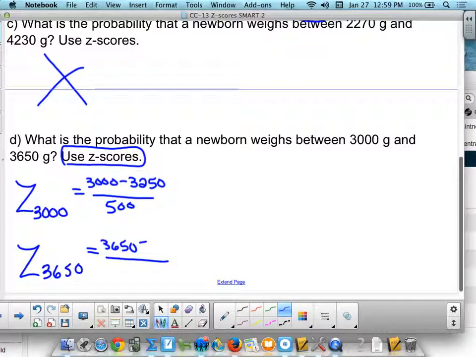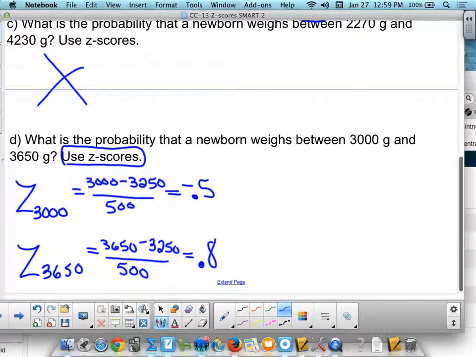No, you'll see it's not that bad of a problem. It's actually pretty easy. Well, the Z-scores are pretty straightforward. Anybody get the Z-score for the 3,000 gram baby? Negative 0.5. Okay. Anybody get the Z-score for the bigger baby? 0.8. Gotcha. Okay. All right.